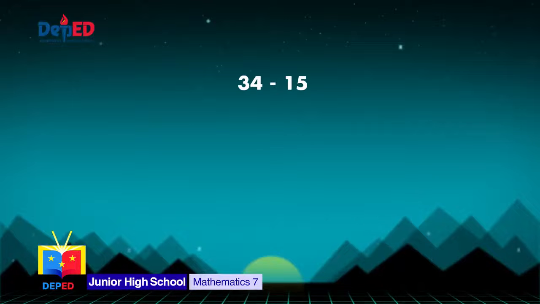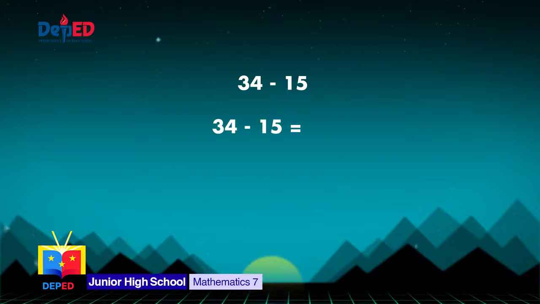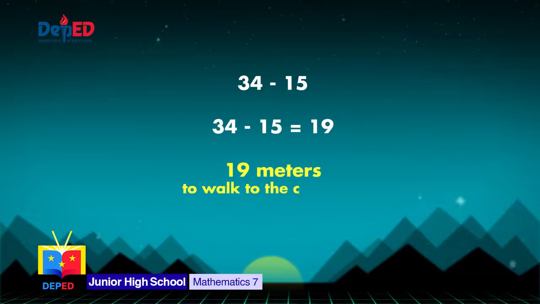Well, if we are 15 meters from the initial location and the cafeteria is 34 meters from there, we can simply subtract these integers to know how far we still need to walk. So that is 34 minus 15. What will be our difference? 19! We need to walk 19 more meters to reach the cafeteria.